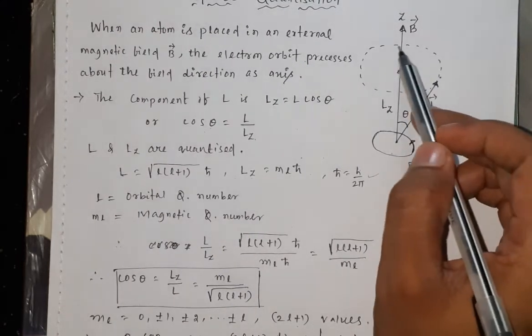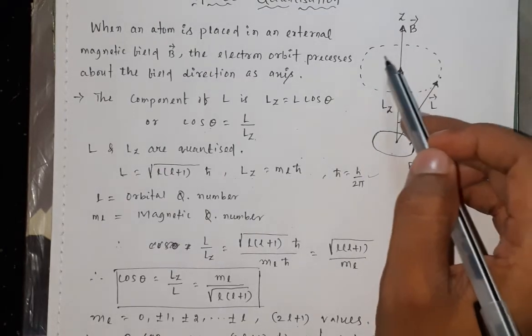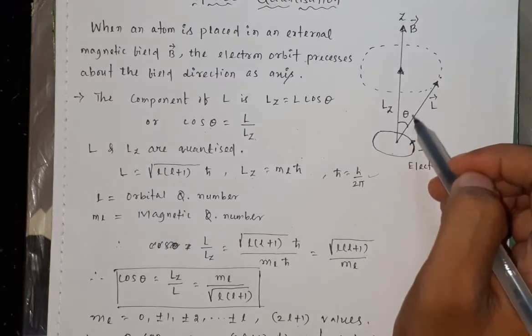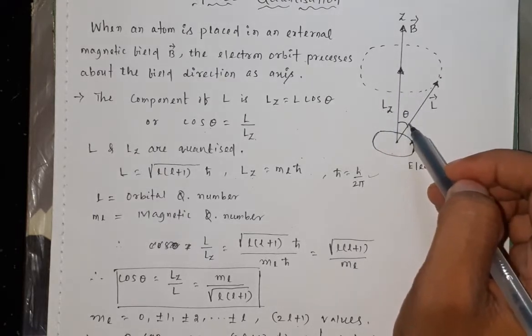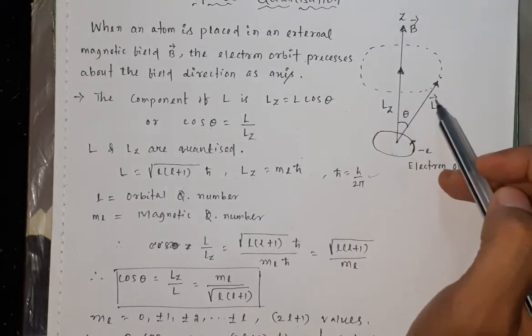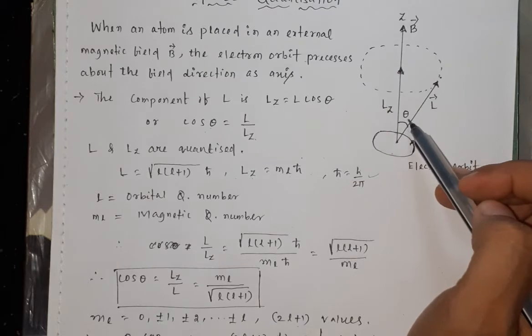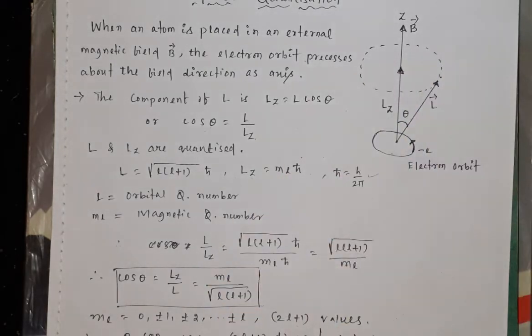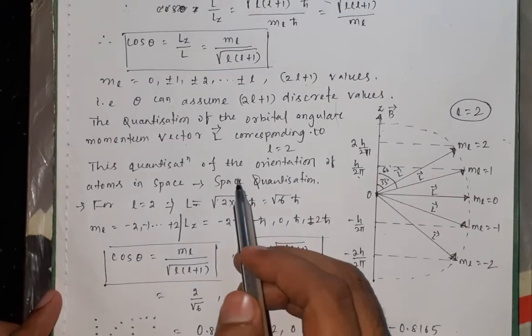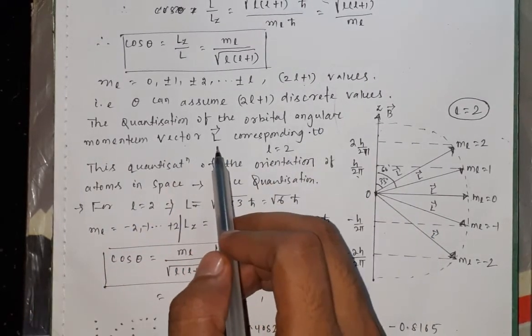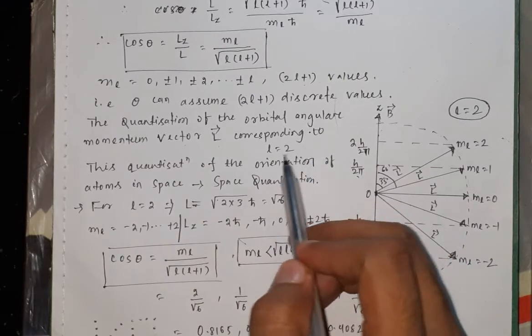This is not the single precession that L makes by the electronic orbit. This is one of them, with angle theta. In the first revolution of the electronic orbit, the orbit precesses around the field with some theta value. Suppose I take theta as 30 degrees, then in the second rotation the theta value may be 35 or 60, depending upon the value. We can write the quantization of the orbital angular momentum vector L corresponding to l equals 2.